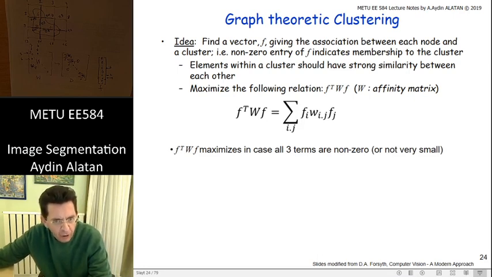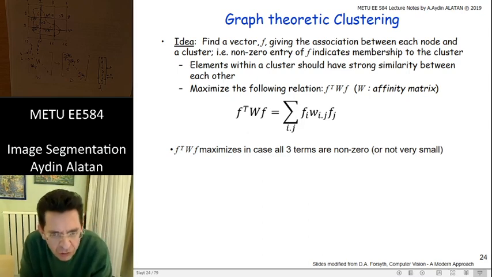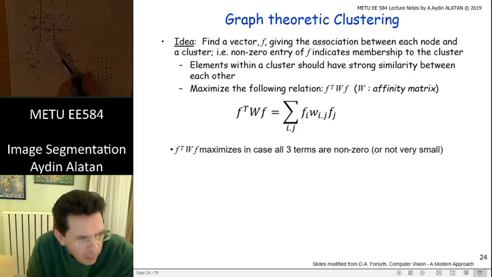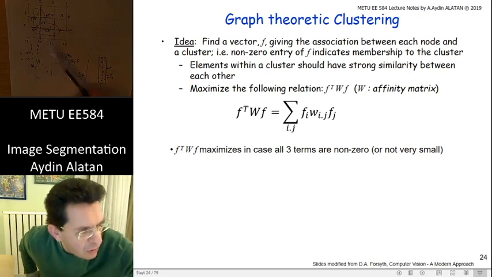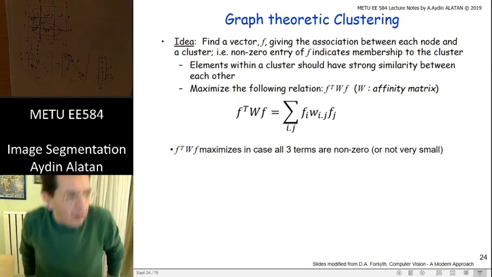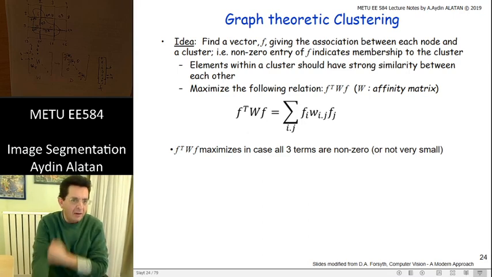Now, therefore, this multiplication maximizes in case all three terms are non-zero. Wij should be non-zero, the Fi should be non-zero, Fj should be non-zero, okay? In this example, please note, I have a similar case. If I put here at 6, 10, 11 ones, all the zeros, hopefully all those high numbers will be collected from that.